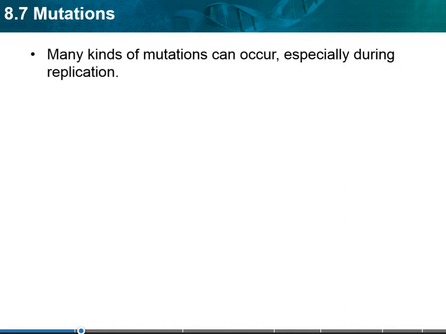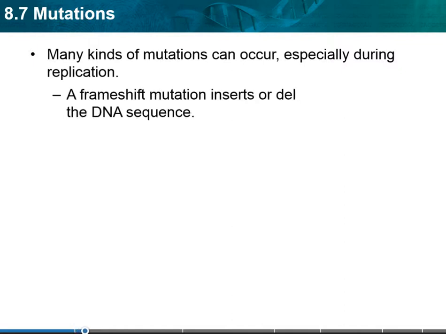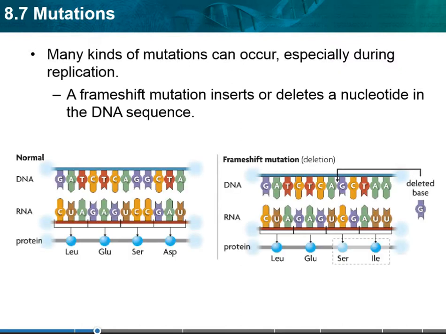Many kinds of mutations can occur, especially during the replication process. You can have the frame shift mutation, which inserts or deletes nucleotides in the DNA sequence. These are ones that end up usually messing up everything down the line.